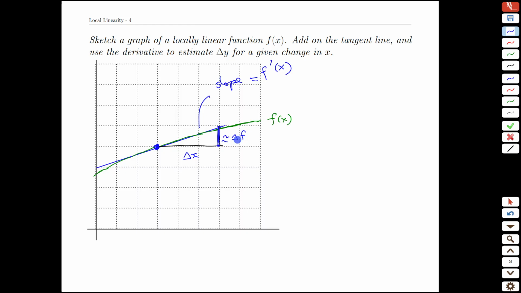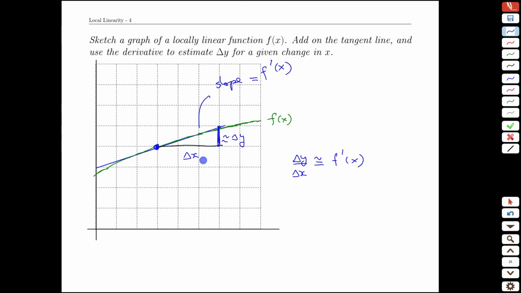f. But that change in f over the change in x is then going to be approximately equal to the slope of that blue line. Well, that is exactly what f prime of x is. We often call this change, in the more traditional sense, delta y, though delta f is also possible.